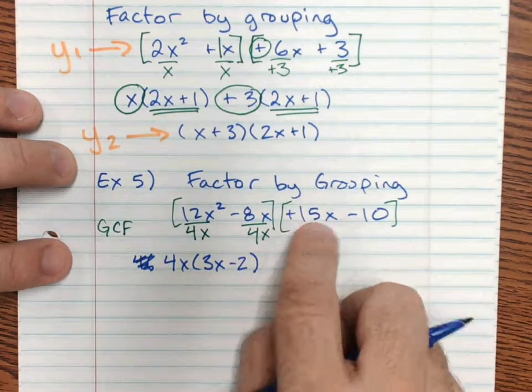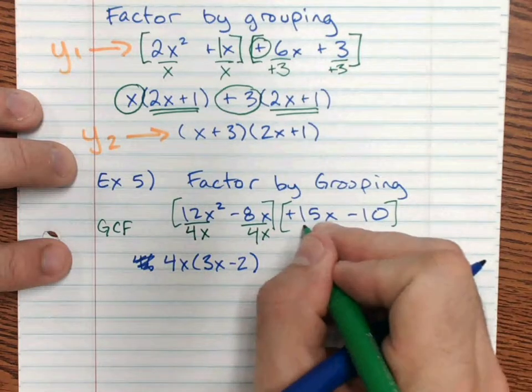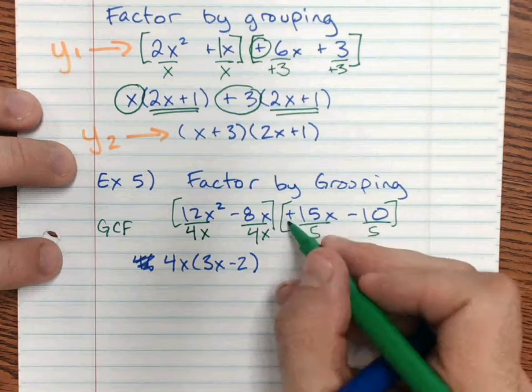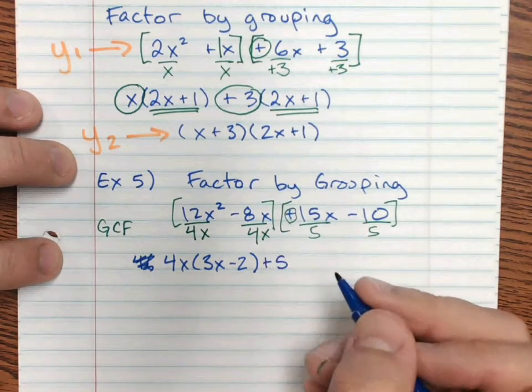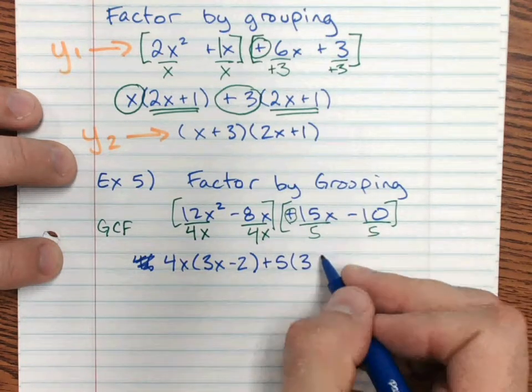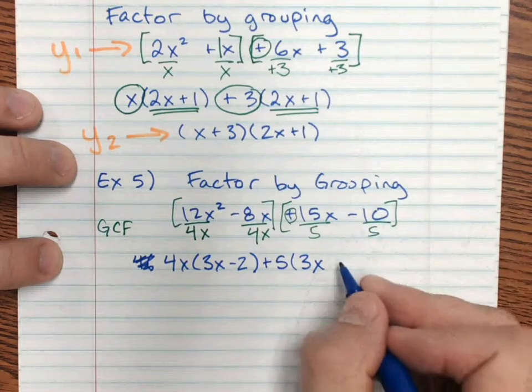Now 15x and negative 10. They share a common factor of 5. And it's a positive 5 because this value here is positive, which means that this value down here is going to be positive as well. Now 15 divided by 5 is 3. X has nothing to cancel it out, so it continues down. Negative 10 divided by 5 is negative 2.